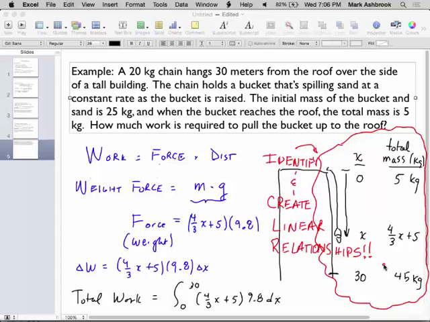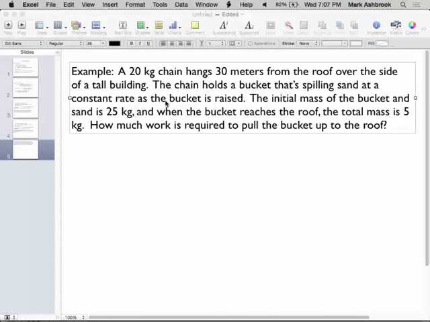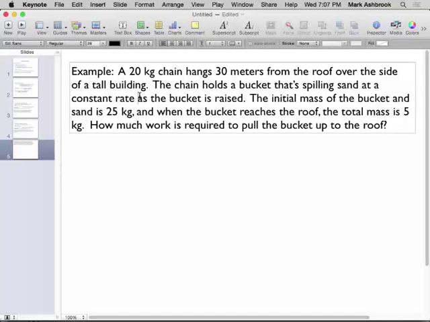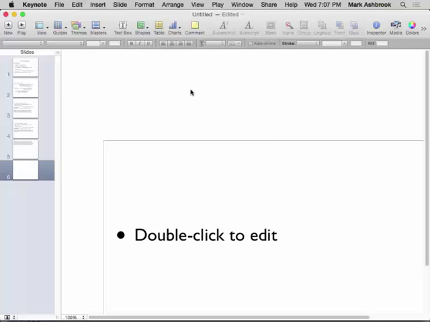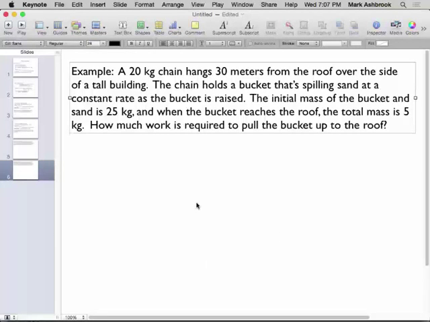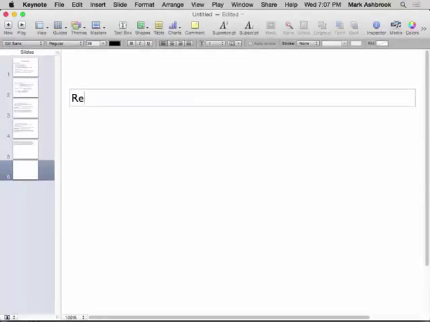Okay. Any questions on this example? Okay. So new stuff here. So I mentioned emptying a tank. Let's do that. Yes. It'll be due Friday.